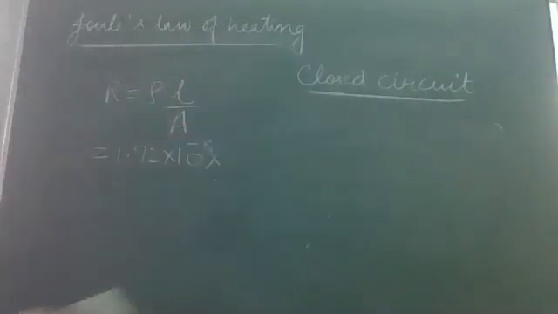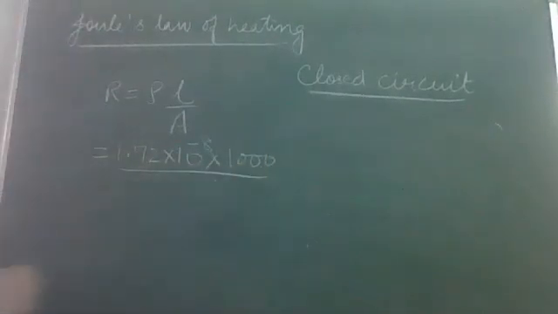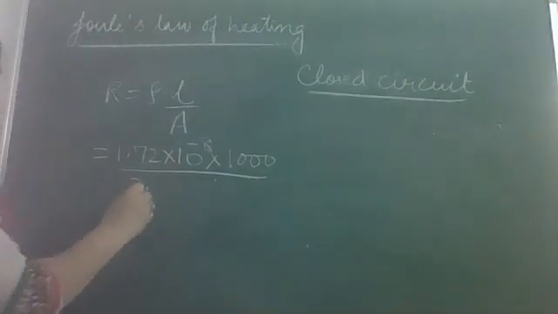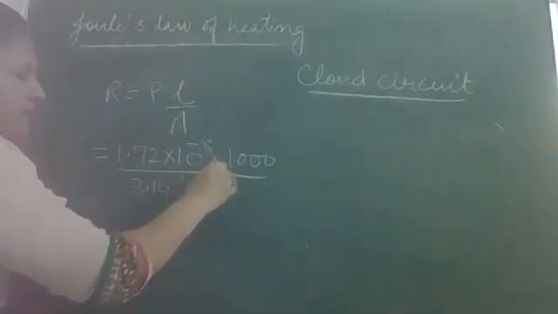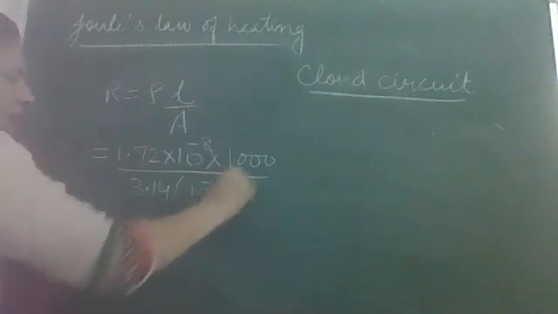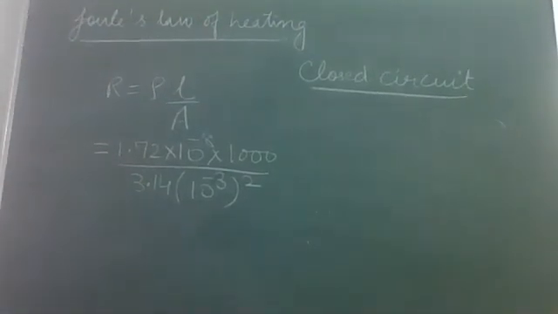Then the length of the wire is 1 kilometer. You will have to make it 1000 meter. And radius is 1 millimeter, so you will use the formula pi r square for the area. Radius is 1 millimeter, which means 10 raised to power minus 3 meter. Pi r square. So solve this and tell me the answer in proper unit. Obviously resistance will be in ohm, but solve and tell me what the answer will be. Yes, tell me. Raise hand after solving.